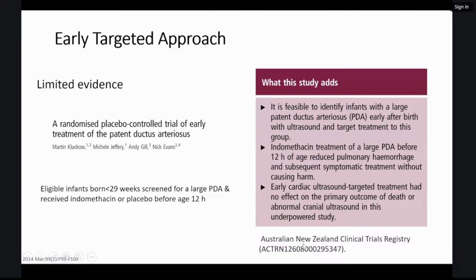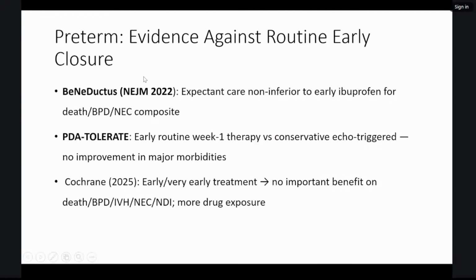This was published as an Australian trial in 2014. He enrolled eligible infants of less than 29 weeks, screened for large PDA, who received indomethacin or placebo before 12 hours of age. So what evidence does the study give? It is feasible to identify infants with large PDA early after birth with ultrasound and target treatment to this group. Indomethacin treatment of large PDA before 12 hours of age reduced pulmonary hemorrhage and subsequent symptomatic treatment without causing harm. Early cardiac ultrasound targeted treatment had no effect on the primary outcome of death or abnormal cranial ultrasound in this underpowered study. So, what is the evidence against routine closure of PDA in preterm units?